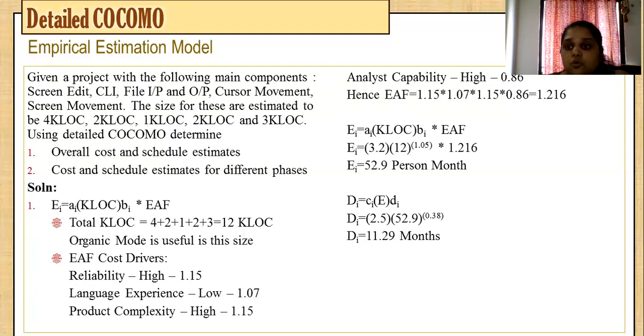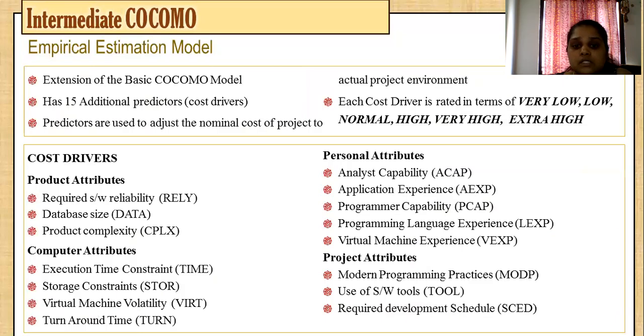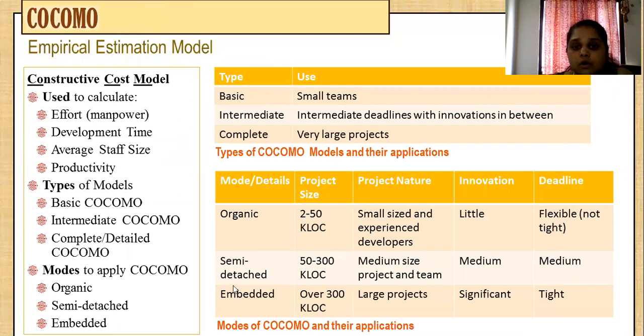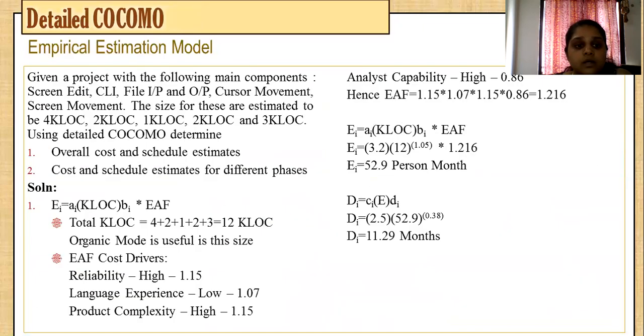Now, if I'm using 12 KLOC, as per the rules, we have to use the organic mode, as you can see here. The organic mode has between 2 to 50 KLOC. So 12 KLOC will come somewhere here. That's why we are using organic mode.